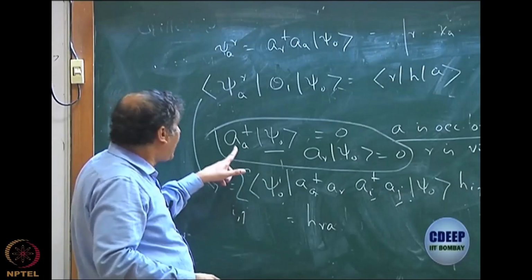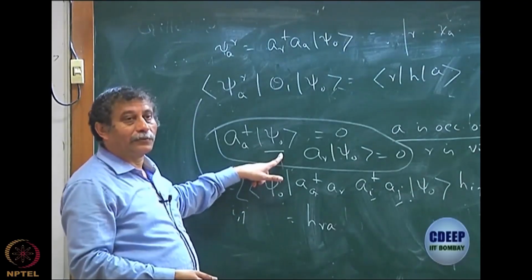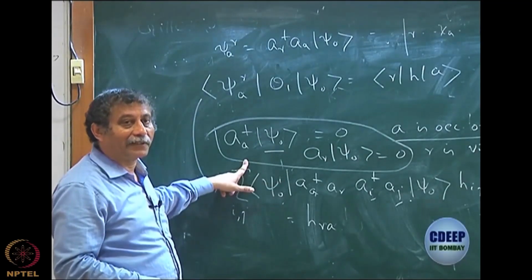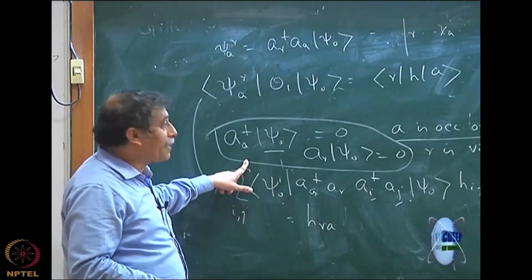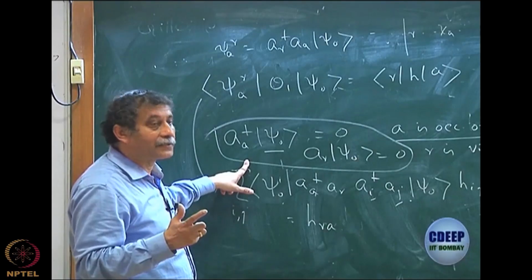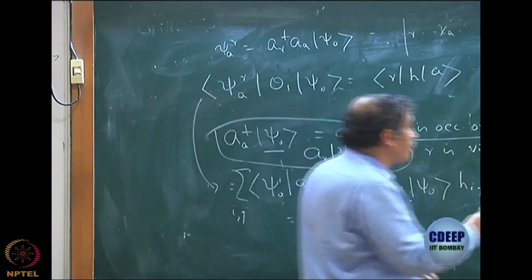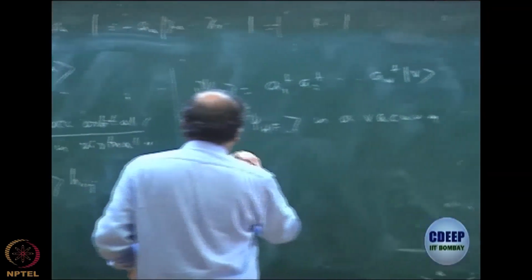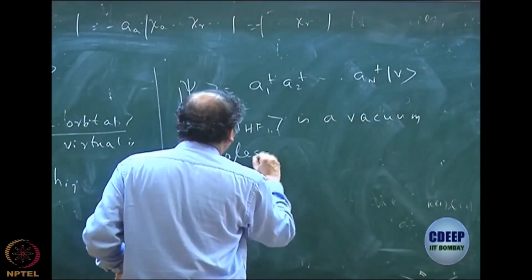I am saying A dagger acting on psi 0 is 0. A dagger is not an annihilation operator. So, how do I make sure that that is a vacuum? By suitably defining my operators. So, this brings us to the concept of holes and particles. They are very, very important for the correlation problem.